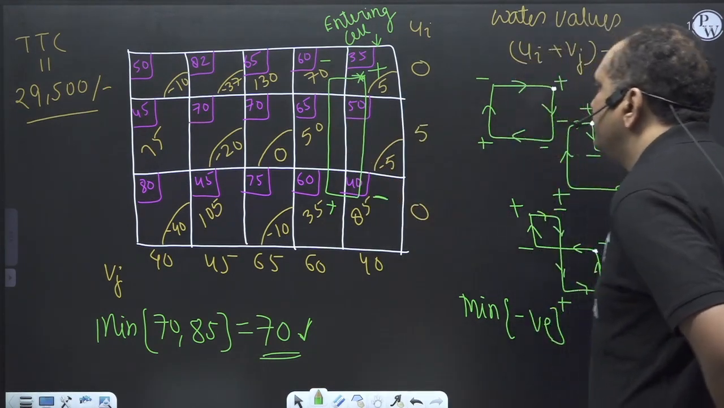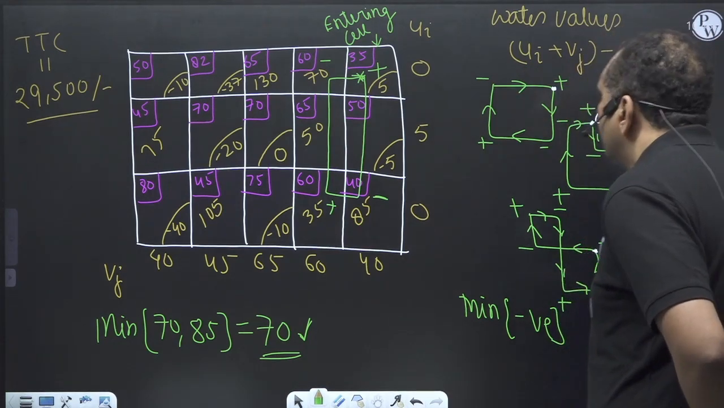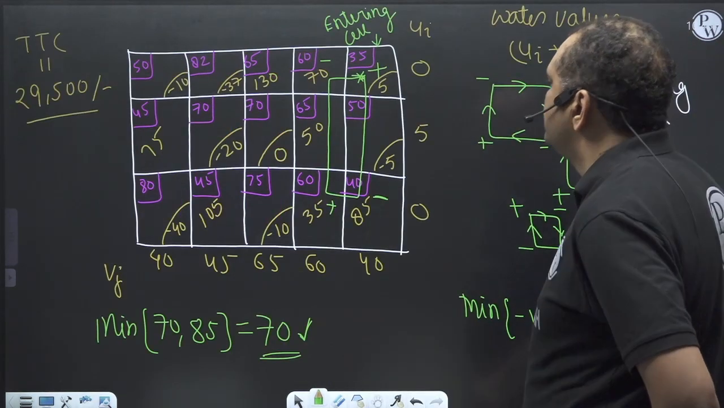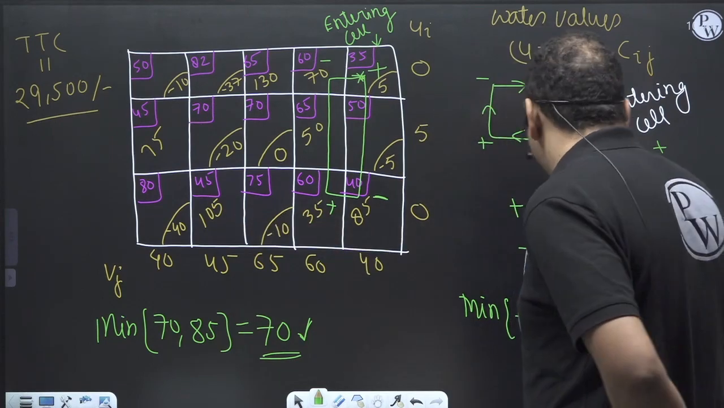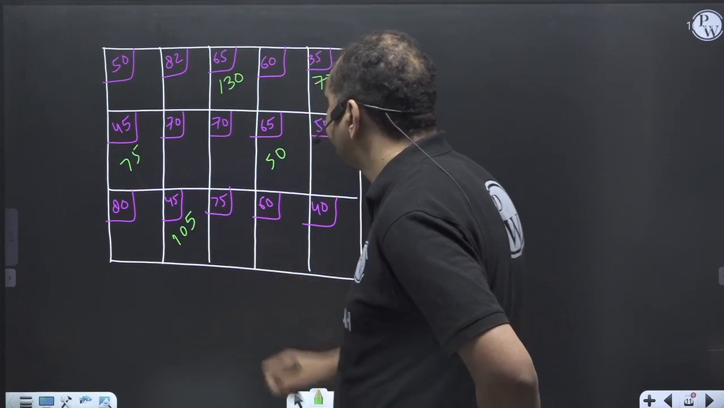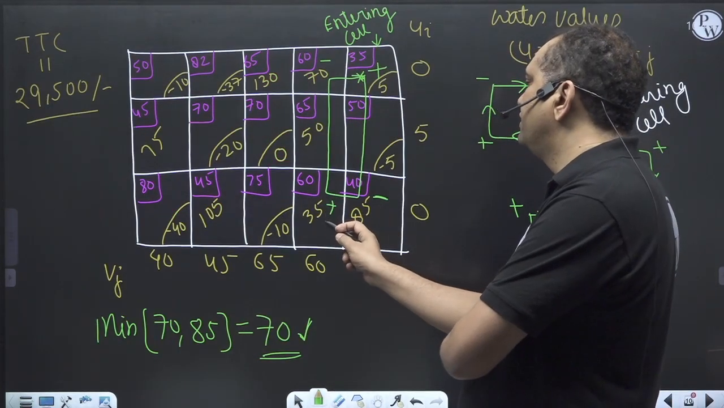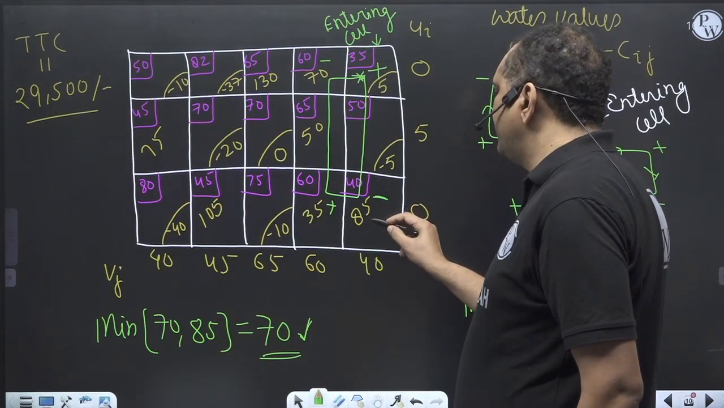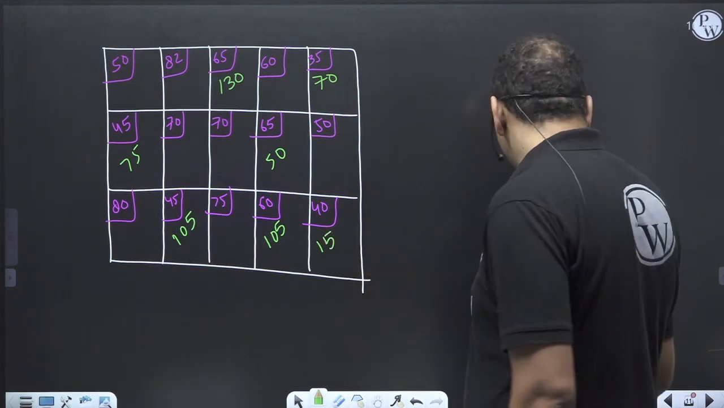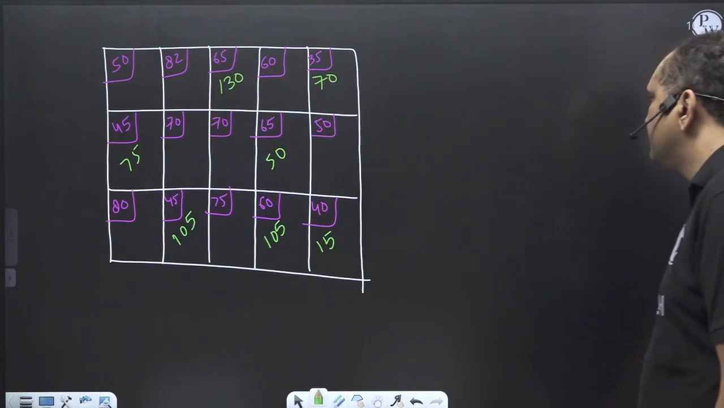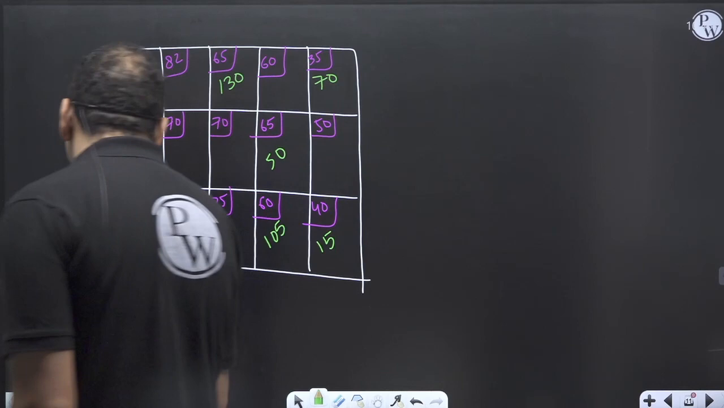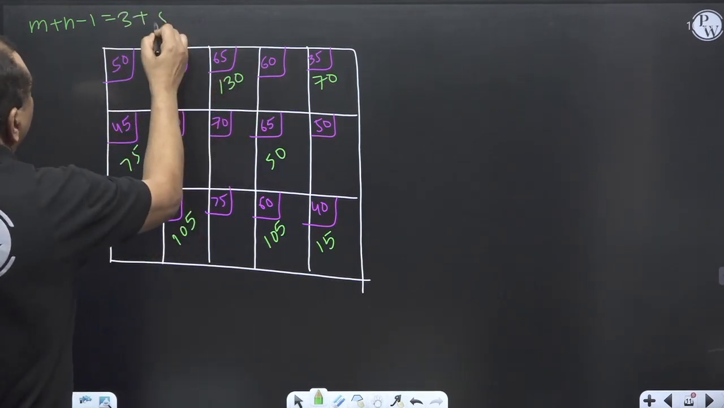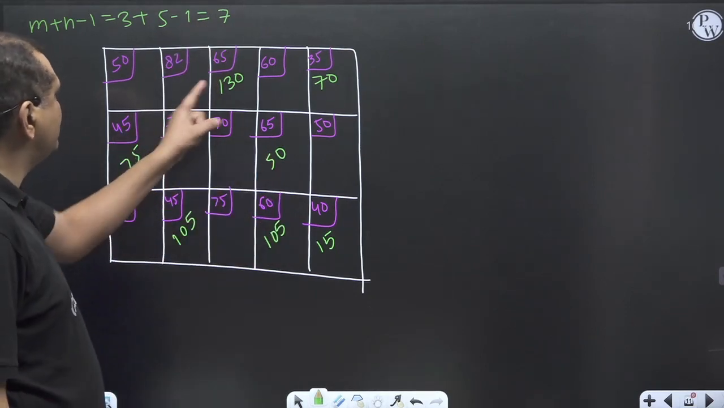Second row, it's a 50. 75, 50. So there is no change in the second row. Third row, this is 105. 35 plus 70 is 105. 85 minus 70 is 15. Correct? So first of all, we have to see the degeneracy also. See here? M plus n minus 1 is equal to 3 plus 5 minus 1, 7. Allocations are 1, 2, 3, 4, 5, 6, 7. So no degeneracy.